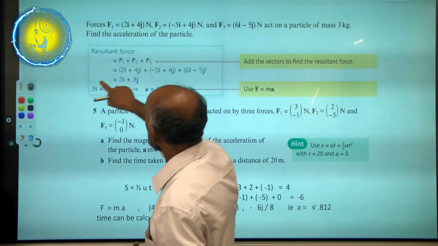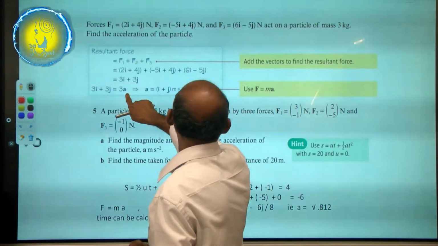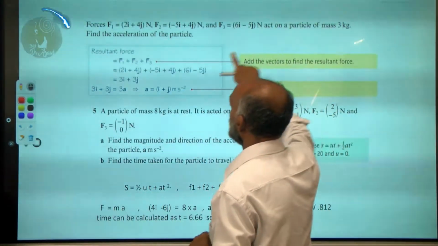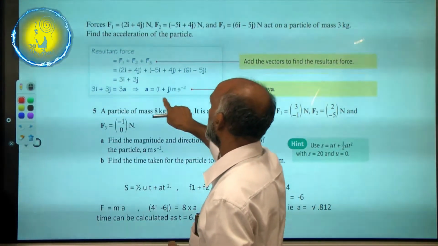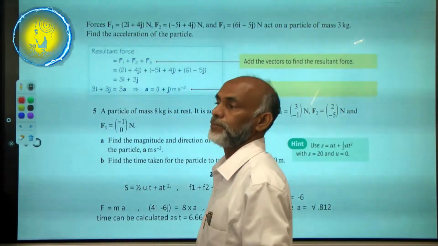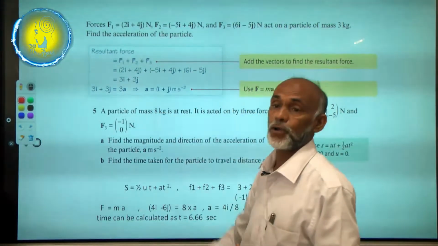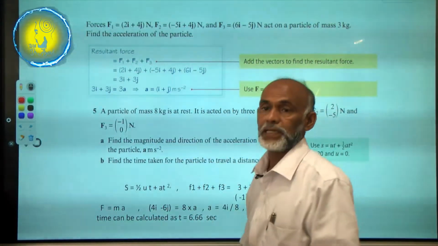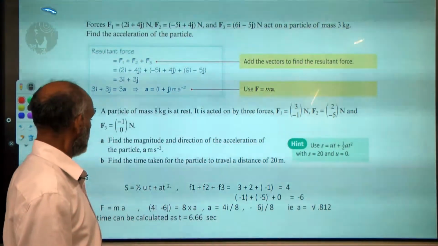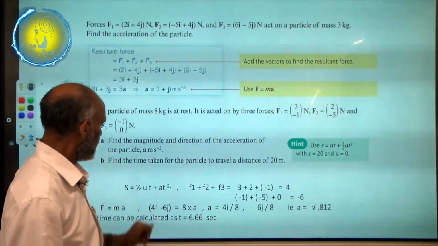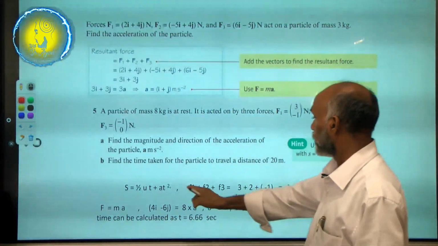As per Newton's second law, this resultant force is equal to the 3, the mass, into acceleration. We have to find the acceleration. Therefore, once you simplify, you will get the acceleration also in i and j. But the best advantage, if you get it in terms of i and j, this is horizontal and vertical, you will be able to find the direction of the acceleration. From the v-t graph, earlier we know this, S is equal to ut plus half at squared.